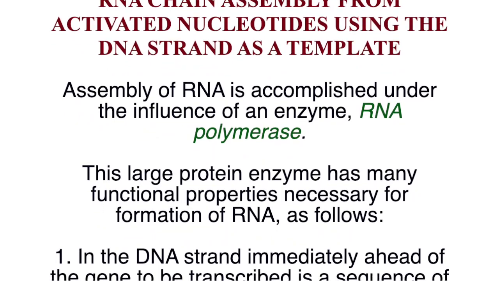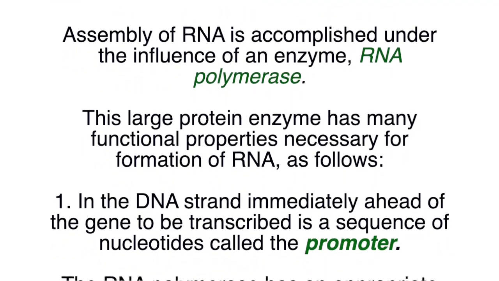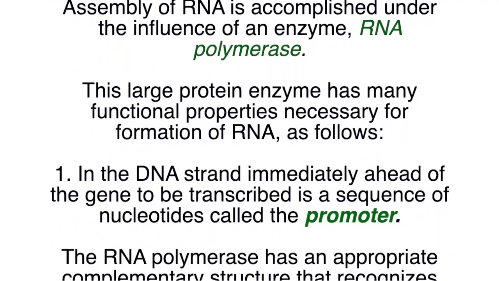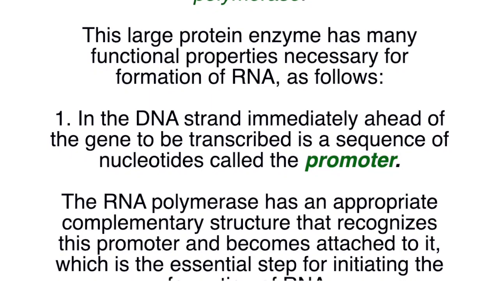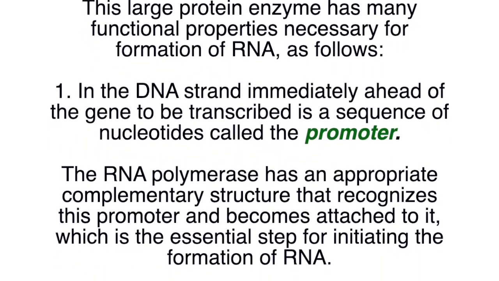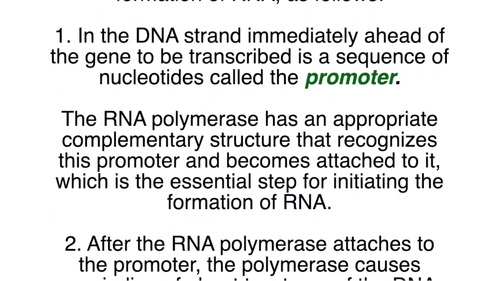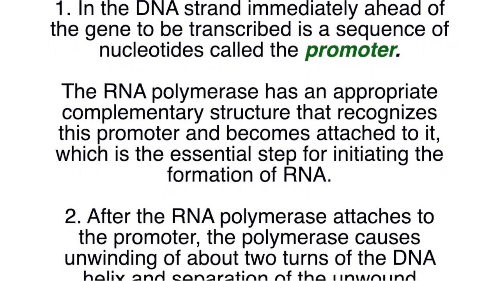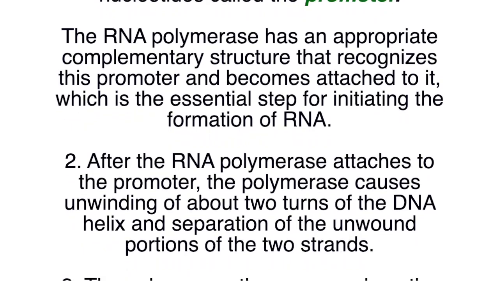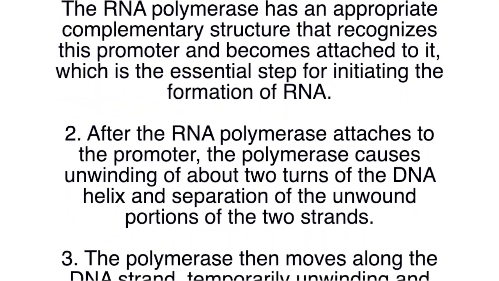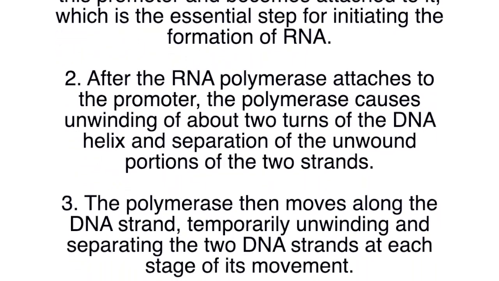1. In the DNA strand immediately ahead of the gene to be transcribed is a sequence of nucleotides called the promoter. The RNA polymerase has an appropriate complementary structure that recognizes this promoter and becomes attached to it, which is the essential step for initiating the formation of RNA. 2. After the RNA polymerase attaches to the promoter, the polymerase causes unwinding of about 2 turns of the DNA helix and separation of the unwound portions of the 2 strands.